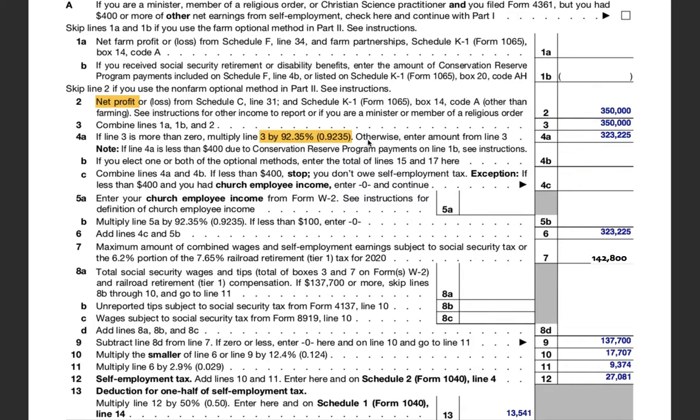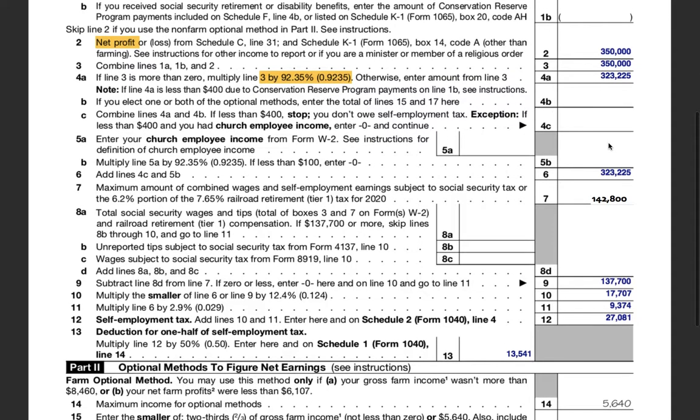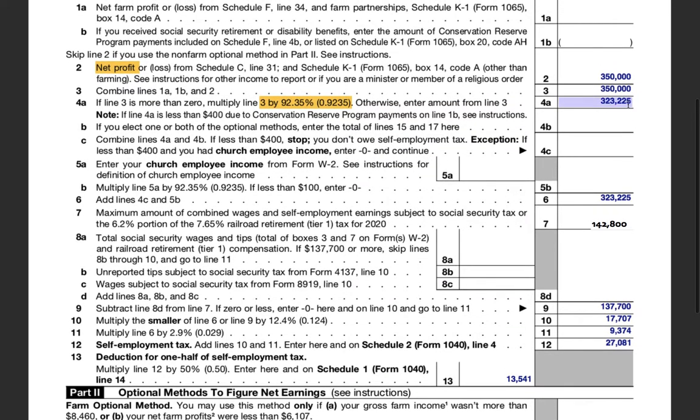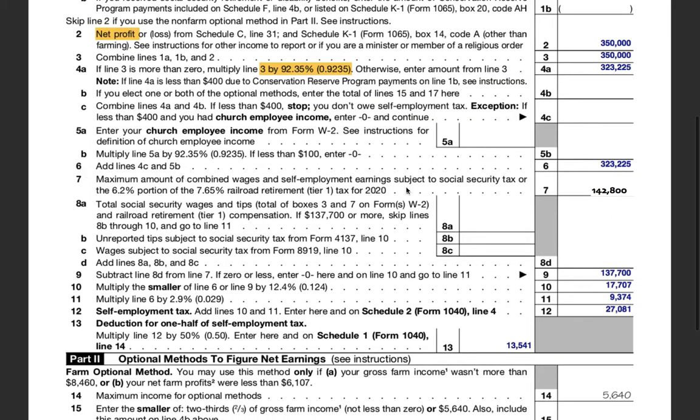I want to find the net earning for self-employment purposes, right? So this times 92.35 gives you exactly the same thing: 323,225. This is your net earning, the base for all the self-employment tax: Social Security, Medicare, additional Medicare tax. So once you get the net earning amount, then you can get to line 9.